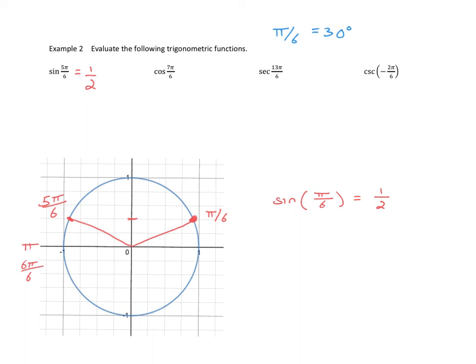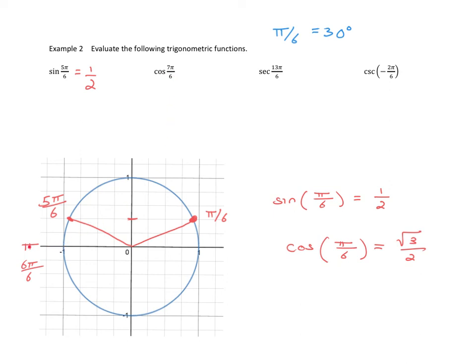Next, cosine of 7 pi over 6. Okay, again, I'm seeing pi over 6 will work as my reference angle. Maybe I should write down, okay, well, I know cosine of pi over 6 is equal to, well, that's different. That's root 3 over 2. So the x-coordinate here is root 3 over 2. But where is 7 pi over 6 as an angle?